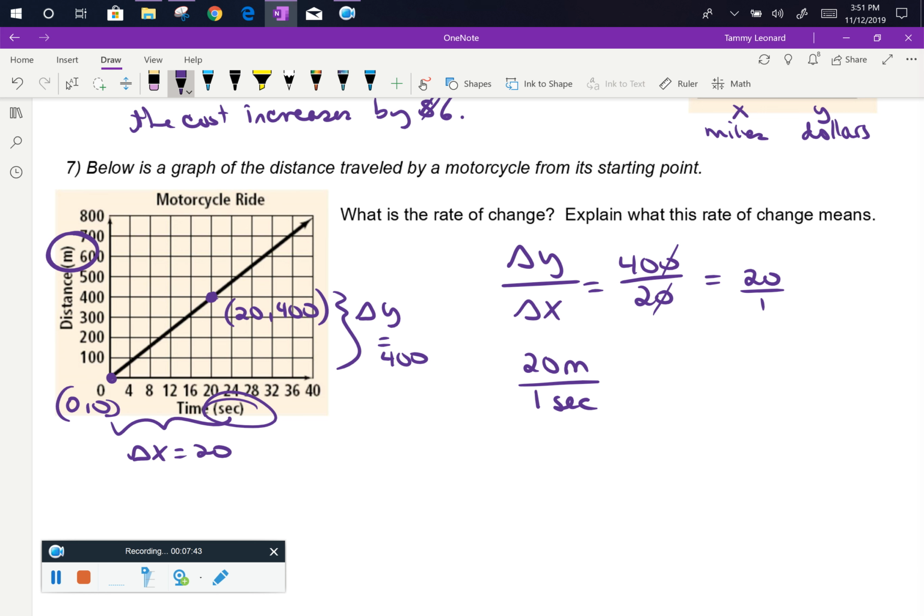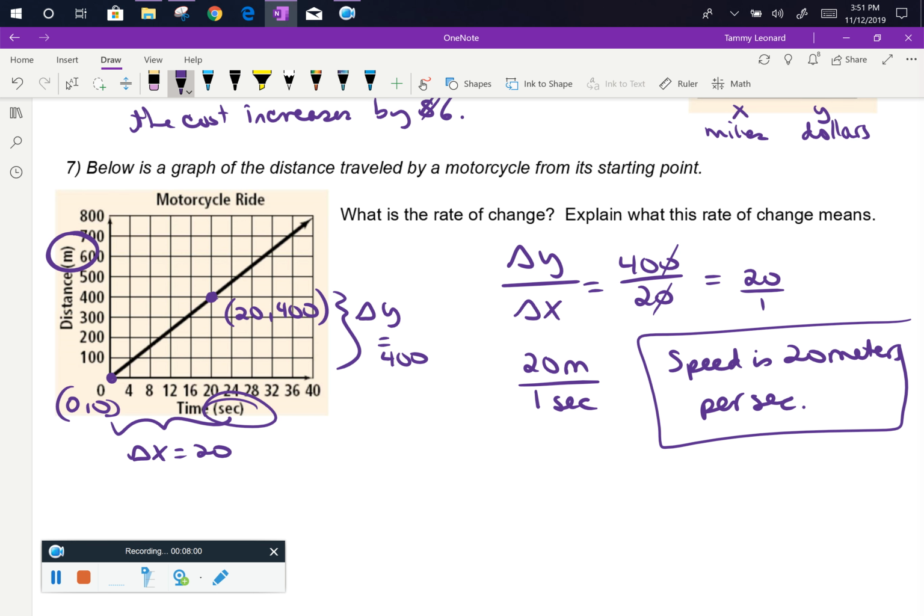Putting the units into the problem from the table, from the graph, is really going to help us to put this into words. This means that the motorcycle's speed is 20 meters per second. That's how fast the motorcycle is driving. That's what the rate of change actually tells us in this particular problem.